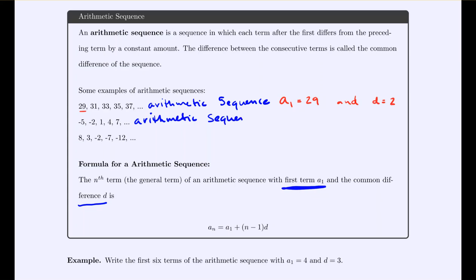And in this case, the first term would be -5. And we determined that the common difference was 3.